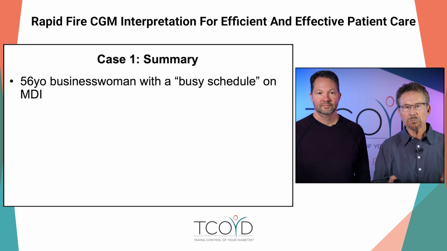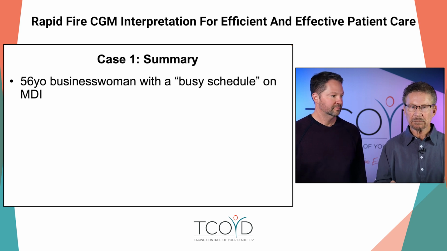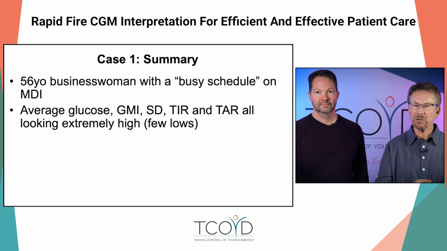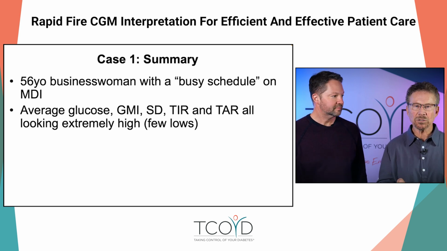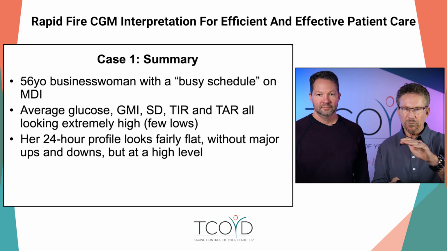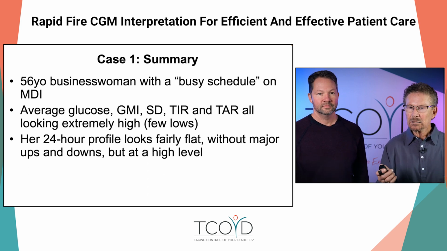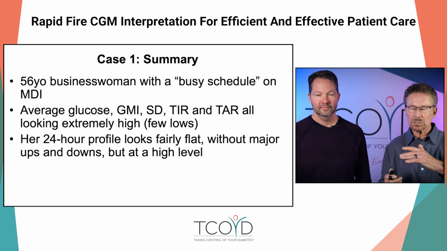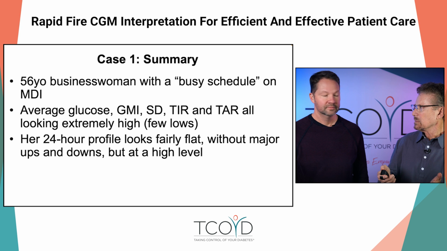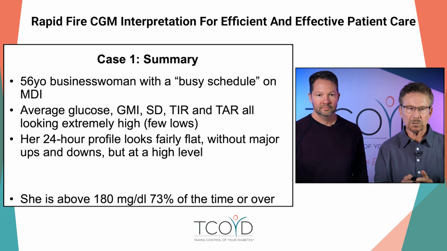She's a 56-year-old businesswoman, super busy. She's on multiple daily injections. As you can see, her average glucose, GMI, standard deviation, time in range, and time above range are all extremely high, with very few lows. Looking at her 24-hour profile, it's fairly flat without major ups and downs. And she does work hard at watching what she eats. So you're right, there's a bolus issue here.